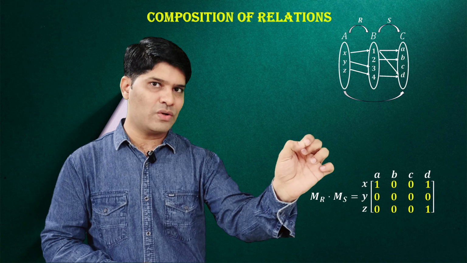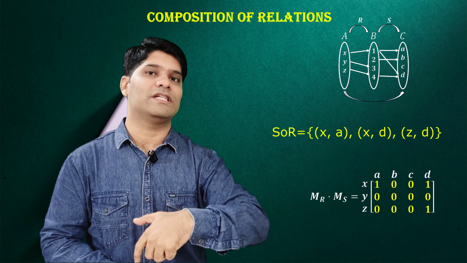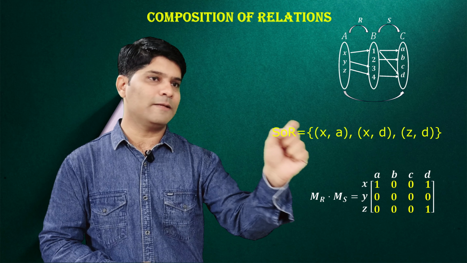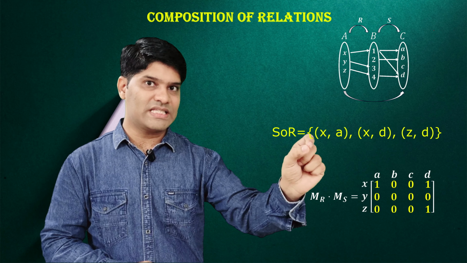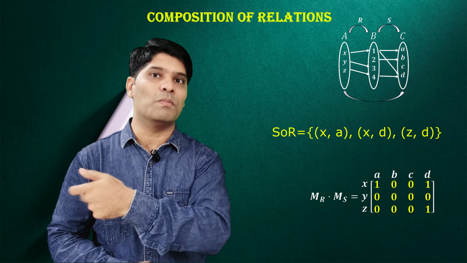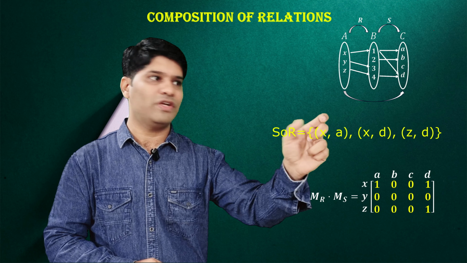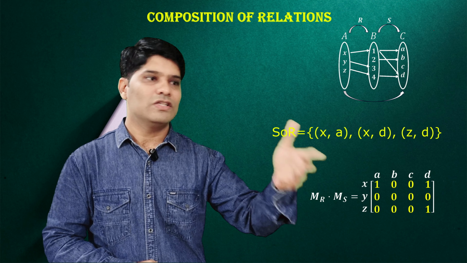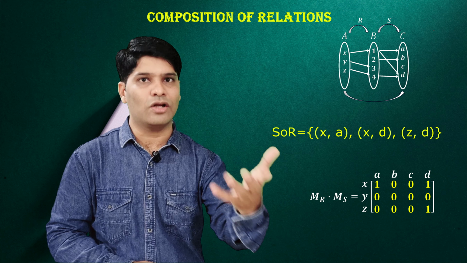So wherever there is a non-zero entry, we will put that pair in the relation. For example, we can see that the first entry is 1, which is corresponding to (x, a). So (x, a) will be a member in my composition relation, and wherever there is a 0, we don't take that pair. So that is how matrix helps us to find the composition of a relation.